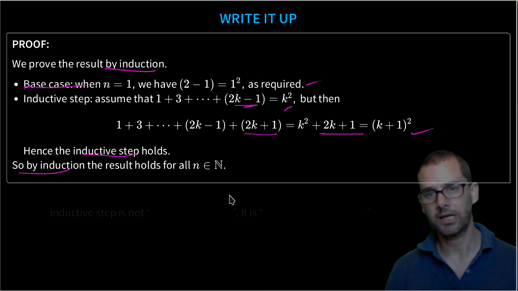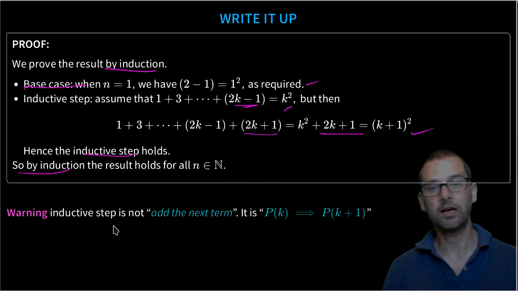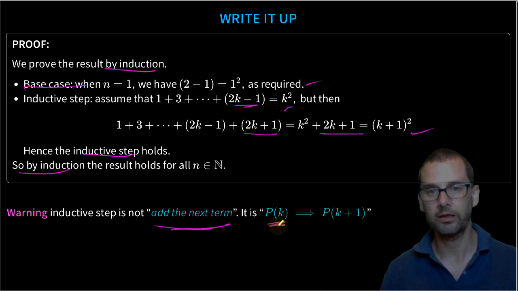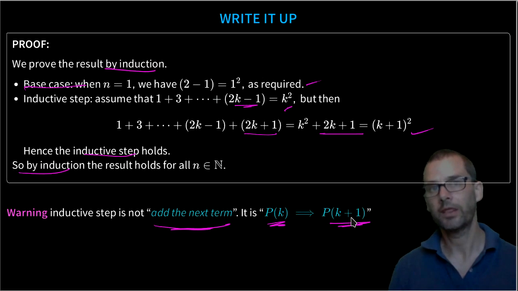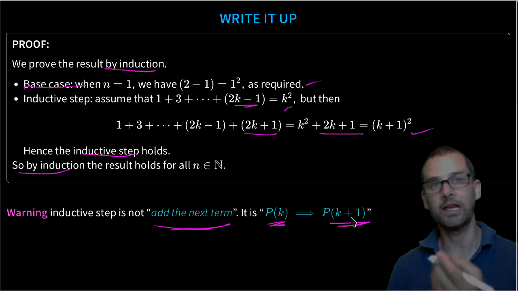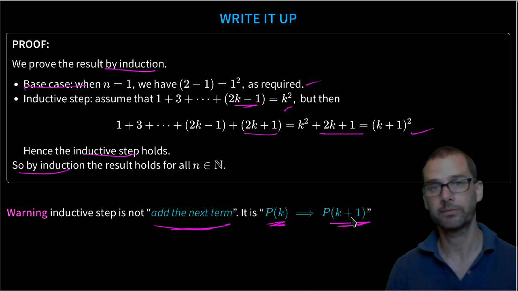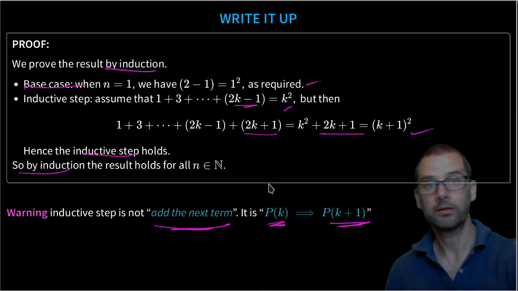And again, I'm going to just harp on about this point here. The inductive step is not just adding the next term. We really are showing that if it's true for n equals k, then it's true for n equals k plus 1. That's how we should think of induction, even in these simple summation examples. Okay, and I think that's where I'm going to stop.